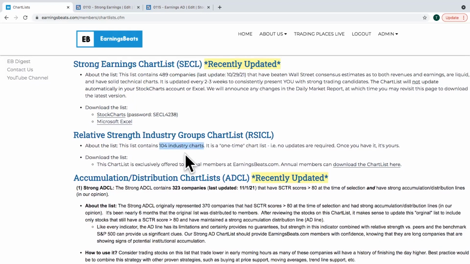That's really important because from our trading perspective, we want to make sure we're in the leading stocks in the leading industry groups. And the way we know which groups are leading industry groups is by following the relative strength.